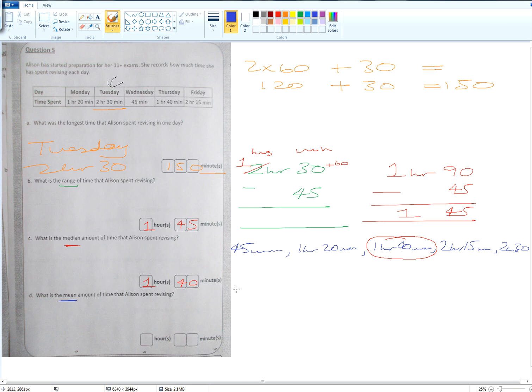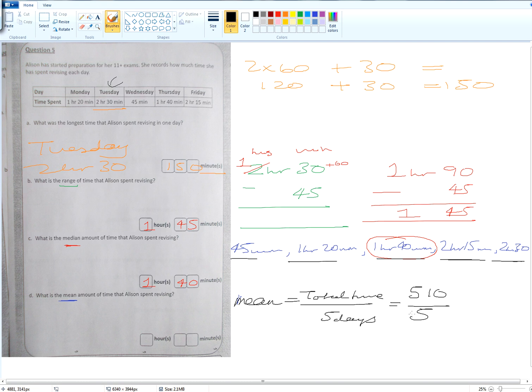Okay, mean. Let's change color now. Mean is equal to the total time divided by the 5 days. Now, for question 5D, what was the total time? In minutes it was 510 minutes. Lovely. If you add all these times up and change it into minutes, it gives you 510 minutes. You divide it by 5 days, that gives you what?